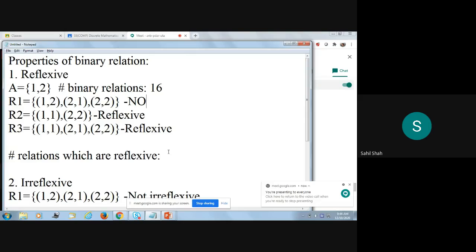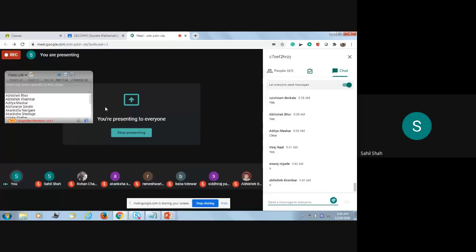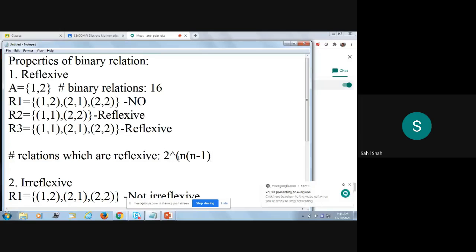The number of relations which are reflexive will be 2 raised to n into (n minus 1). So these many binary relations which are reflexive will be possible. For this example, we will have at most 4 reflexive relations possible on a set A having 2 elements. You can cross check and later let me know, and note it down somewhere: 2 to the power n(n minus 1).